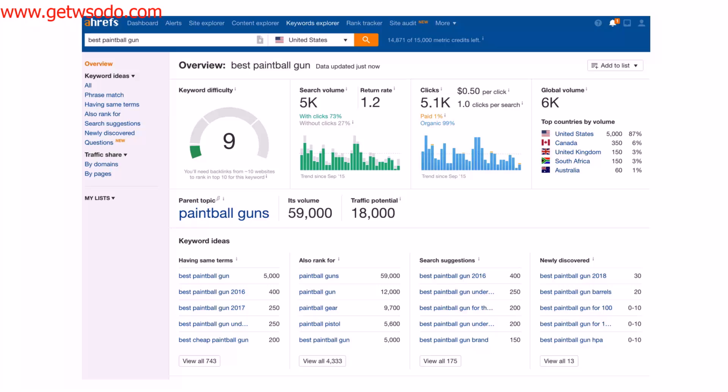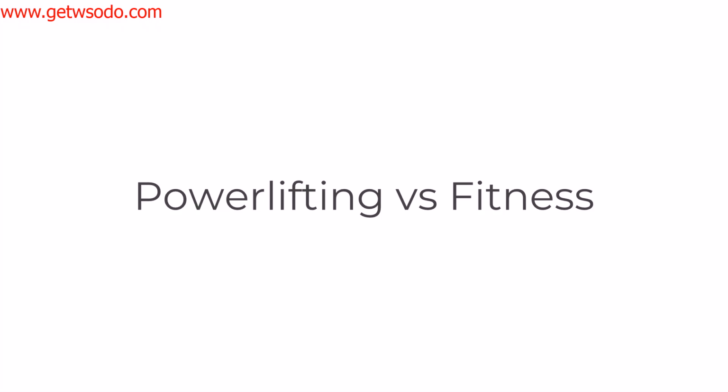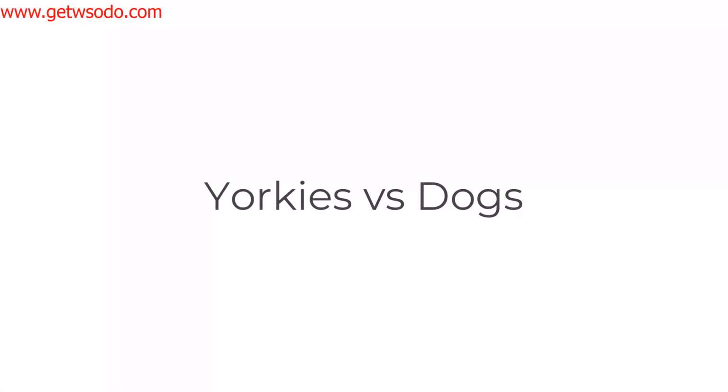So another debate that people have in terms of audience is, should you go for a narrow niche or should you go for a wide niche? An example of that would be, should you do a powerlifting website or a generic fitness site? Should you do a Yorkie site or a site about old dogs in general? Well, really both can work with this system, but there are pros and cons for each.